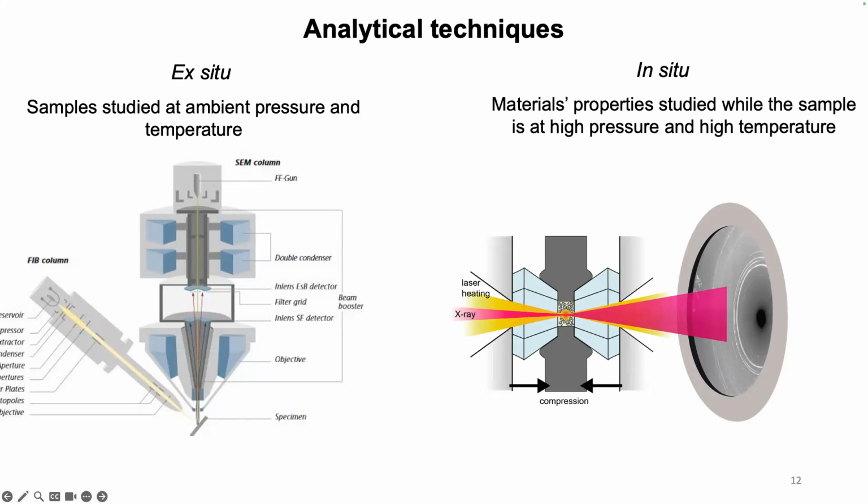I have here the example of X-ray diffraction, but there are a million other techniques that you can use. But the idea is that here, our sample will be at ambient pressure, at ambient temperature when I'm studying it. Here, it will still be at high pressure and high temperature. And this is really fundamental, and I will show you later why. So what do we want to get? What's the main point, what can we get?